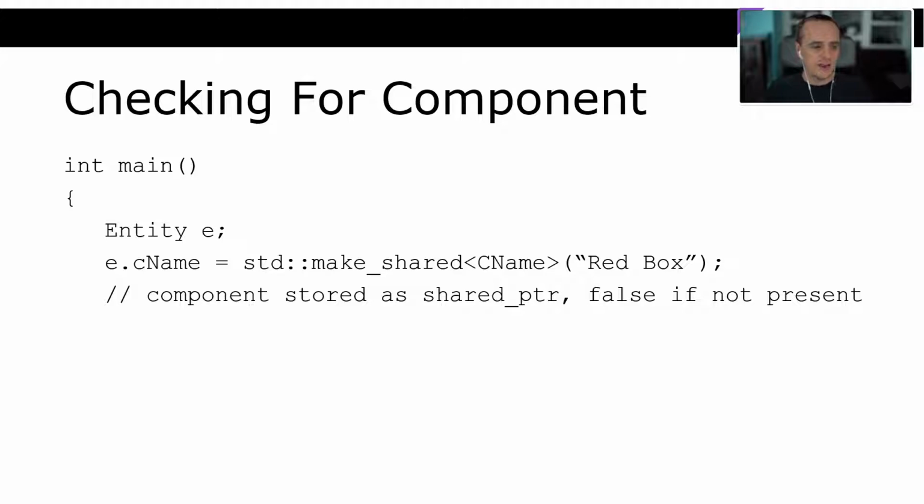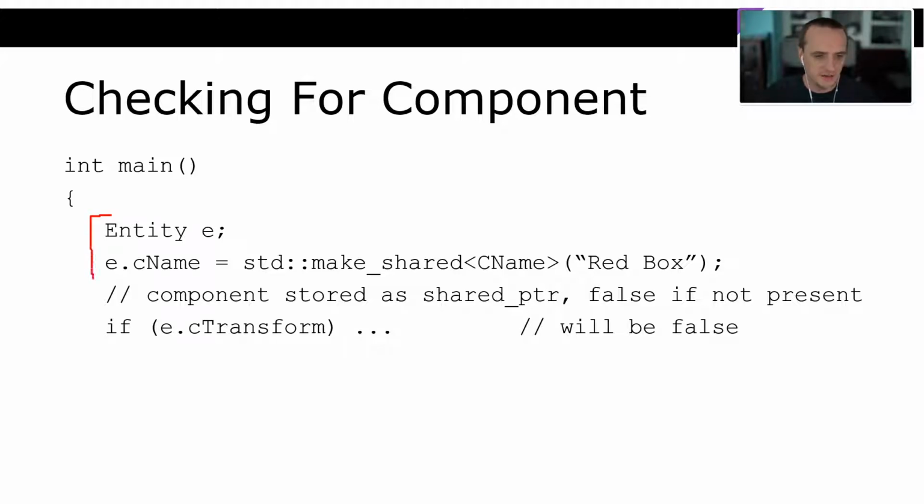And so if we access the shared pointer variable, if that shared pointer has not been initialized to anything other than its default value, it will return false. So this is really cool. It acts like a normal pointer in that sense. So here, if I have an entity and the only component it has is a name component, if I say if e.c transform, this will be false. If I say if e.c name, this will be true. Right? So why is that?